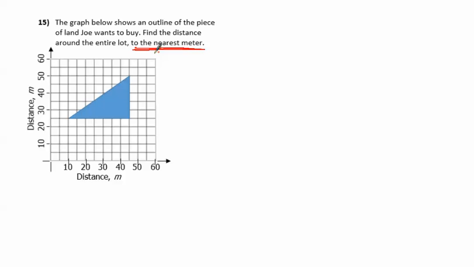So if they want to find the distance around the entire lot, you need to add the length of all the sides of your triangle. So the first thing to do is to determine the length of the sides that either go straight horizontal or straight vertical, because we can read those from the graph.